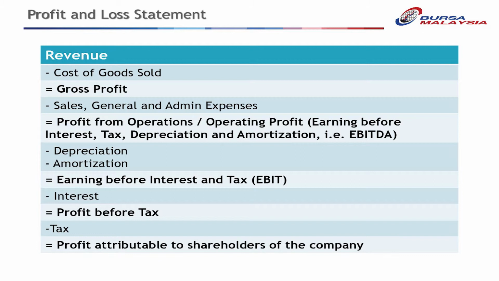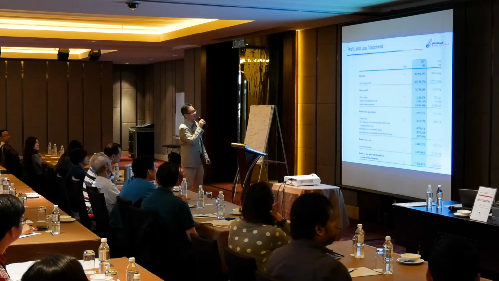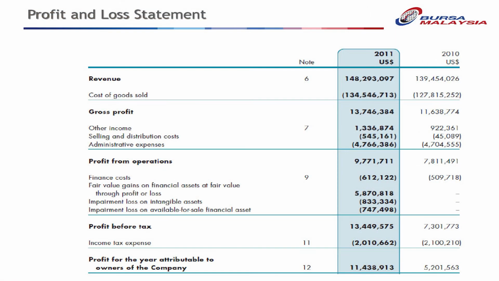You get profit from operations or operating profit, or we call it EBITDA, earnings before interest, tax, depreciation and amortization. We take out depreciation and amortization, you get earnings before interest and tax. Minus interest, you get profit before tax. Minus tax, you get profit attributable to shareholders of the company. This is how a P&L statement looks like.